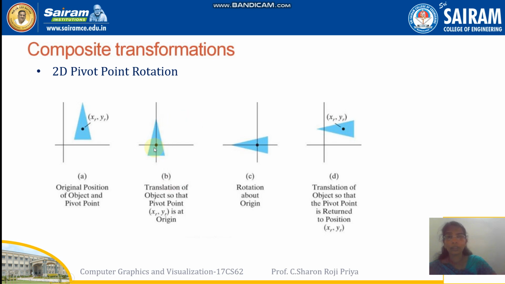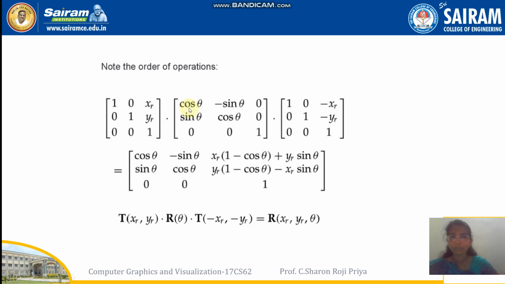So moving, the corresponding transformation is translation. I am moving in the opposite direction. So this will have negative x and negative y. Then I am performing rotation and at last again I am moving back to its original position, that is inverse translation. Right, this is the inverse translation matrix. When I perform multiplication, this will be my result.